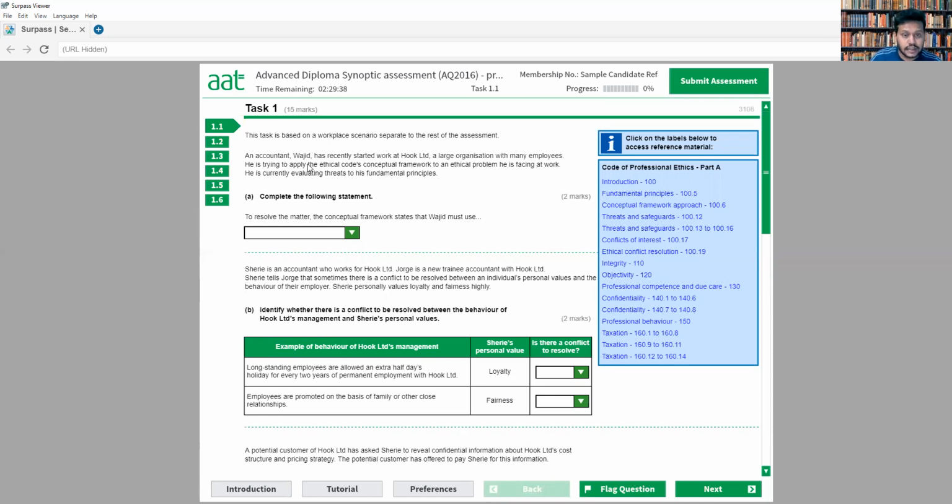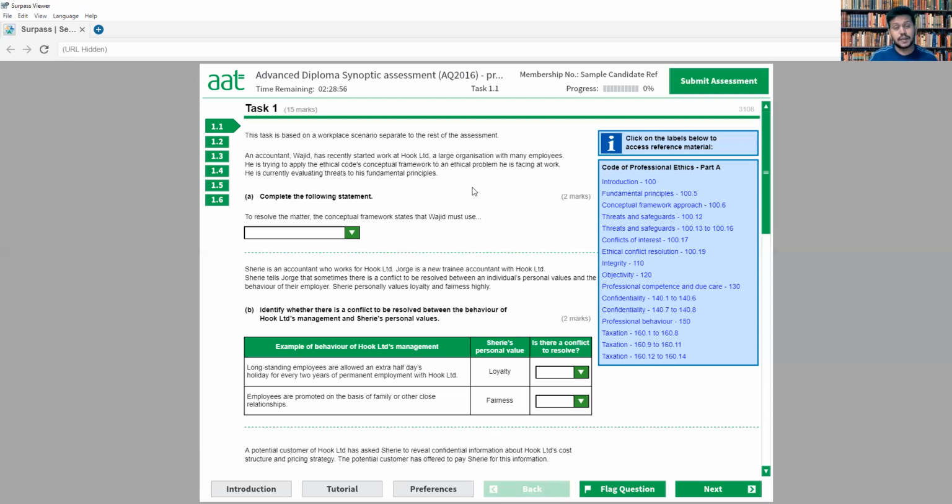An accountant, Wajid, has recently started work at Hook Limited, a large organization with many employees. He is trying to apply the ethical code, the conceptual framework, to an ethical problem he is facing at work. He is currently evaluating threats to his fundamental principles. You should have a very good understanding of the ethical code, so that as soon as you read a scenario, you can identify what fundamental principle and what sort of threats are involved, or what the safeguard is.